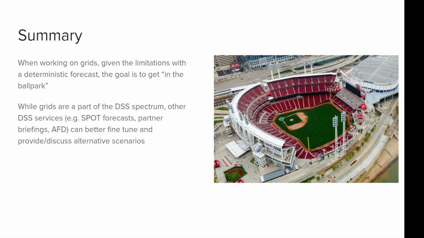So in summary, given the various conditions that can occur across the 2.5 kilometer grid box, plus varying degrees of uncertainty with the grids, the main goal when doing a deterministic gridded forecast is just to get in the ballpark. While grids do serve as a foundation for DSS, the actual DSS we provide can both fine-tune what the grids have, as well as provide confidence in alternative scenarios, which are things grids just can't do.